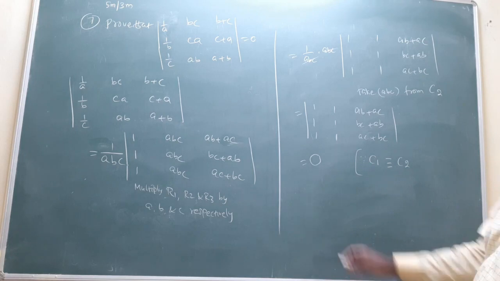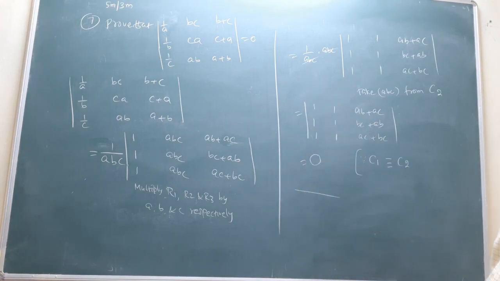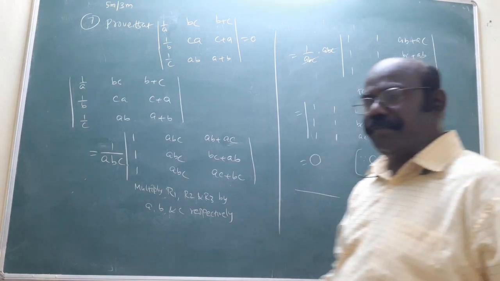That's all. Hence proved. Am I correct? Any two rows or columns are the same, that is what identical means. The value will be 0. That is the answer. That's all.